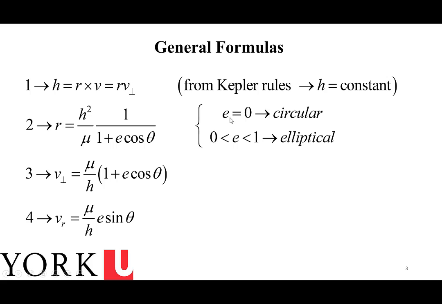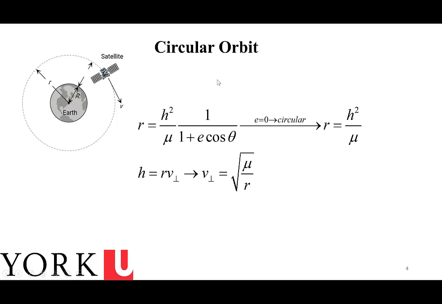And as you can see, it's 0 for the circular orbit, and it's between 0 and 1 for the elliptical orbit. And theta is the angle between the radius and the predefined coordinate system. Also, you can find the formulas for the vertical and radial velocity for each spacecraft. Generally speaking, there are 4 types of orbital motion for a spacecraft in space, and in this video we're going to focus on 2 basic motions, circular and elliptical.